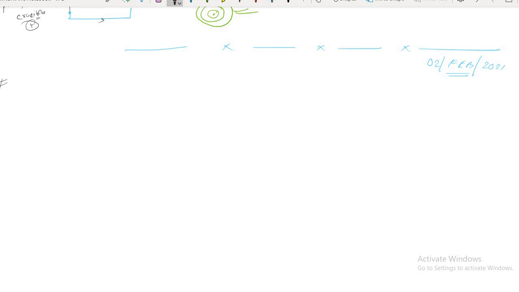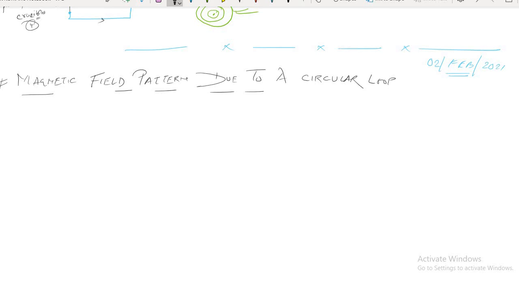The topic will be magnetic field pattern due to a circular loop. All right. Magnetic field pattern due to a circular loop. All right. Understood? Yes, sir.